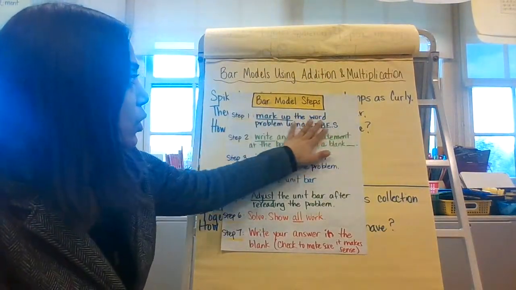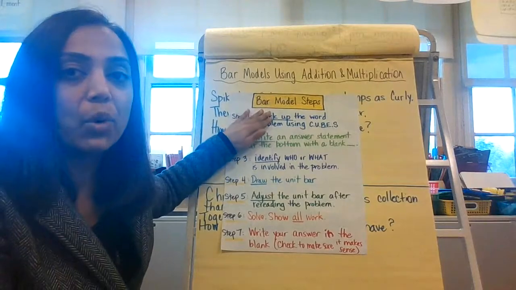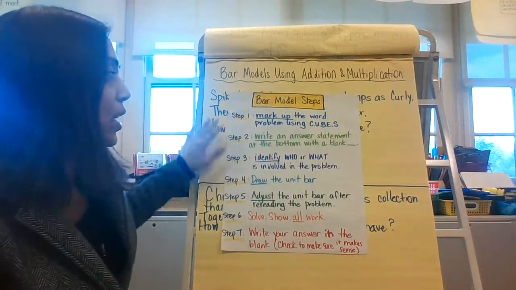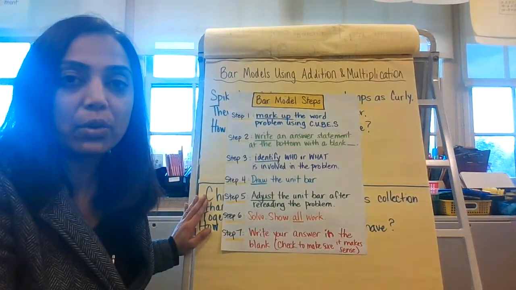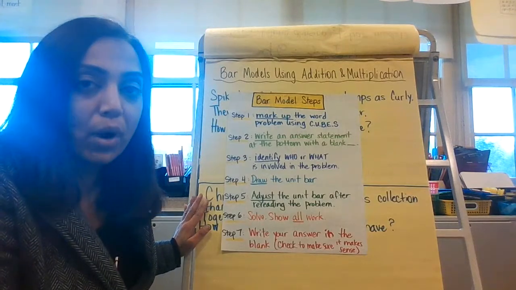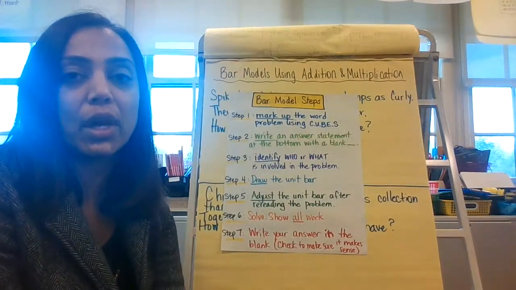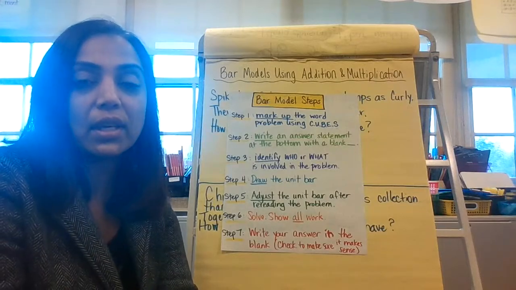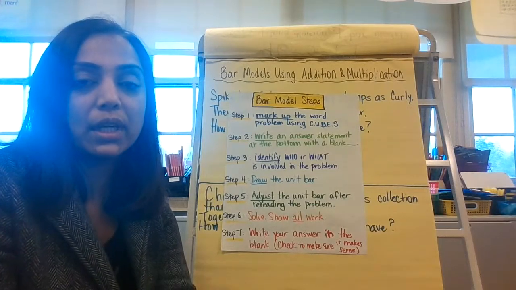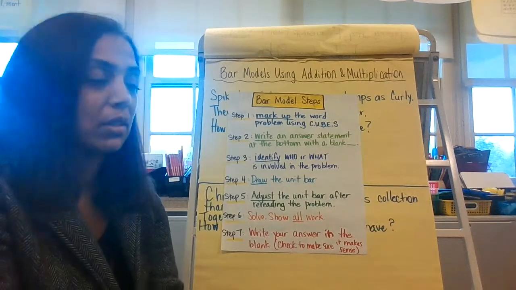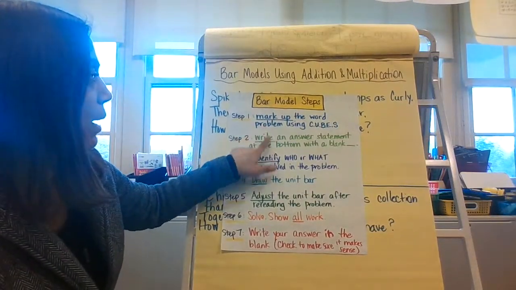So the first thing you do is you mark up the word problem. And I'm going to show you how we use this for the 2 problems that are on this yellow chart. They are the same ones that you did last night for homework. And I wanted to repeat them so that you can watch this video and see how it looks for bar models with addition and multiplication. So step 1, mark up the word problems.